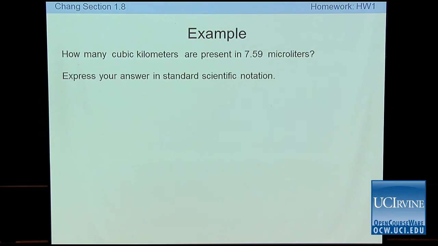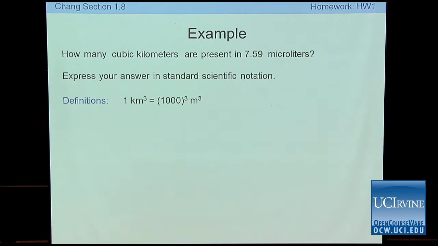Okay, another one, this is the last one. This is actually a cube as opposed to a square, so it's a similar type of question. How many cubic kilometers are present in 7.59 microliters? And express your answer in standard scientific notation. All right, let's do it.